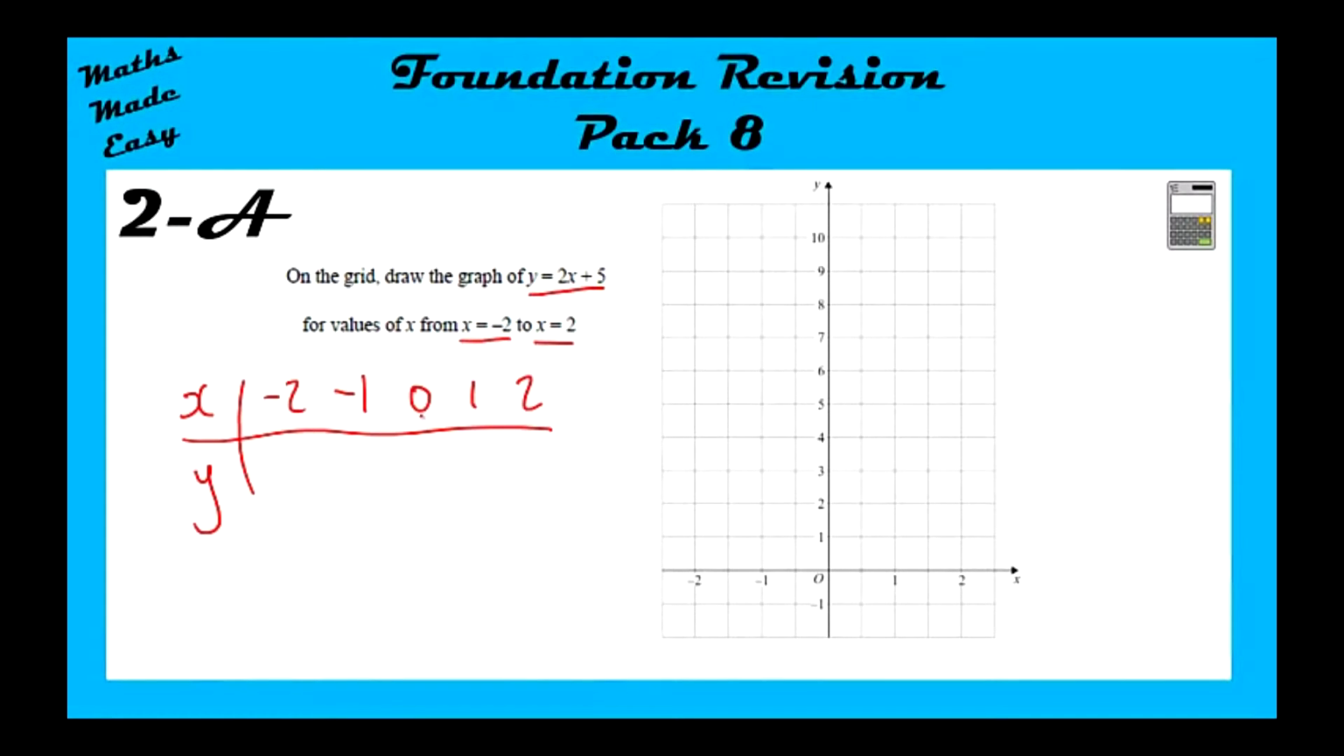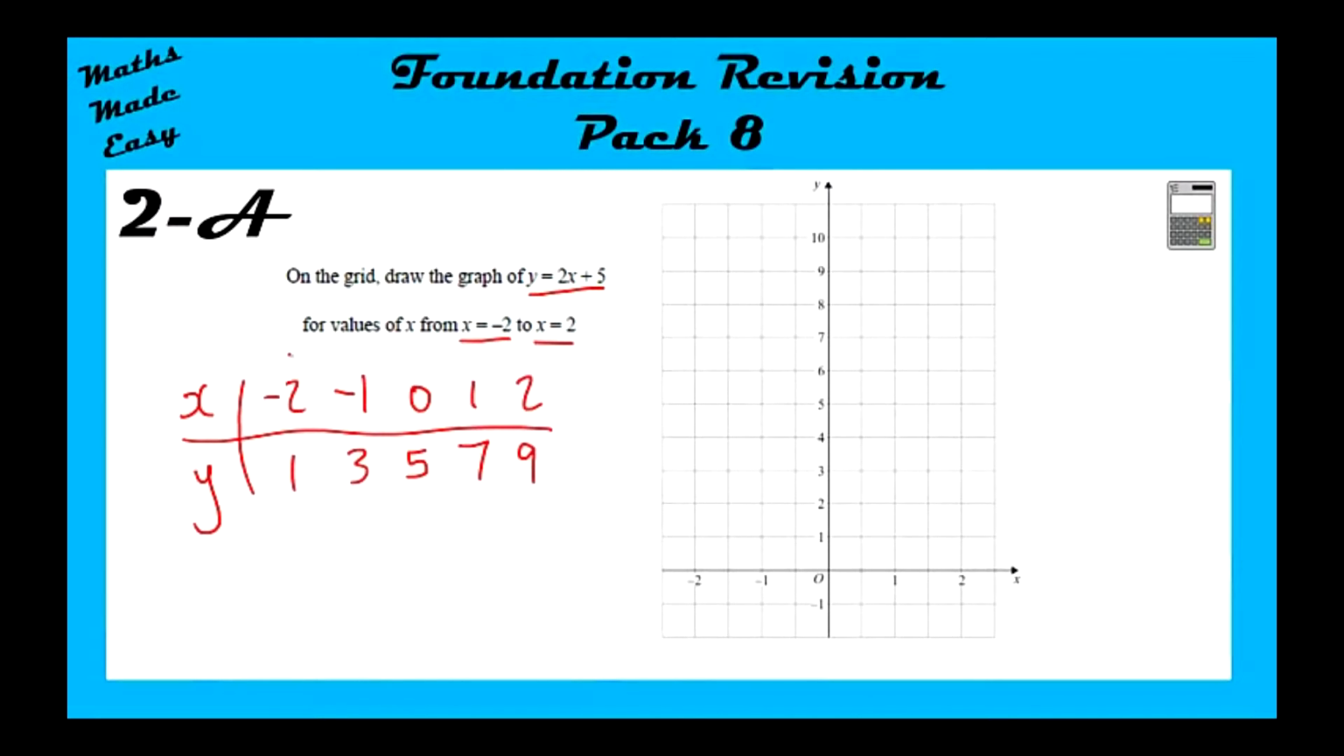Double 0 is 0 still, and then add 5 is 5. This time x is 1, so let's double x. Double 1 is 2, add 5 gives you 7. Now we double 2, that's 4, add 5 gives you 9. Now you'll notice a pattern, it's going up in 2s, or if we go backwards, it's going down in 2s. So rather than working out these, we can just use that pattern now. We've got 3 and then 1. So going that way, you take away 2.